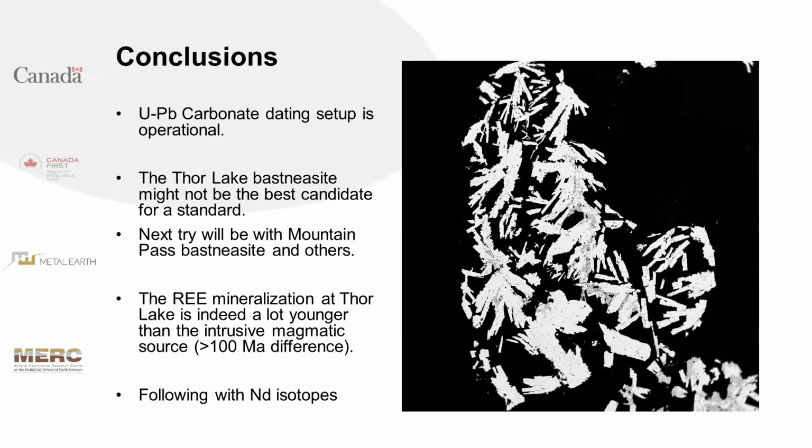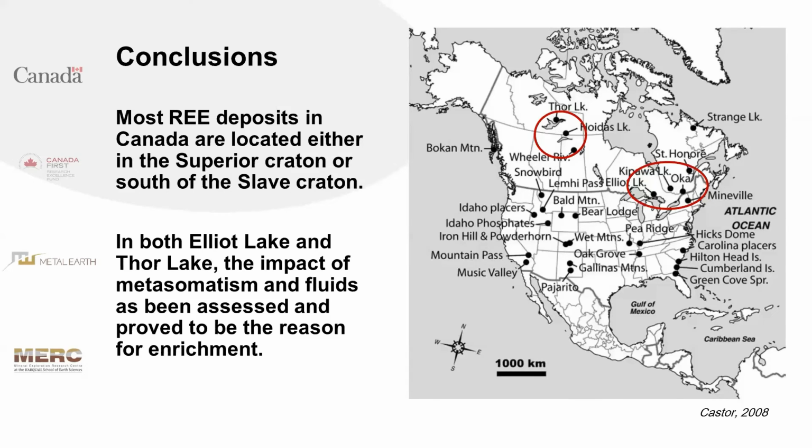And the following step for this project is going to be to do the neodymium isotopes to try to trace the source. So overall, for this presentation today, what I want to say is that most of the rare earth deposits in Canada are actually located in the two cratons, so south of the Superior Craton and south of the Slave Craton. Today, we talked about Thor Lake, but actually there are a lot of other deposits that are not on this map that extend to the north of Alberta and north of Saskatchewan. So this is very interesting to try to compare the two zones and try to understand where the reservoirs are.